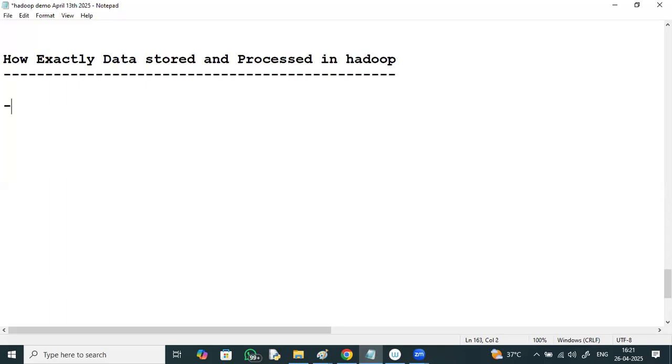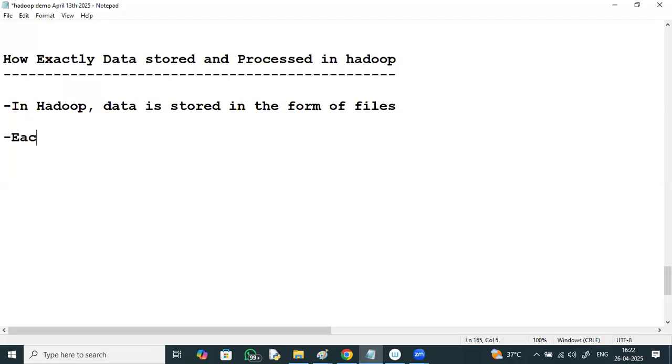Okay. In Hadoop, data is stored in the form of files.